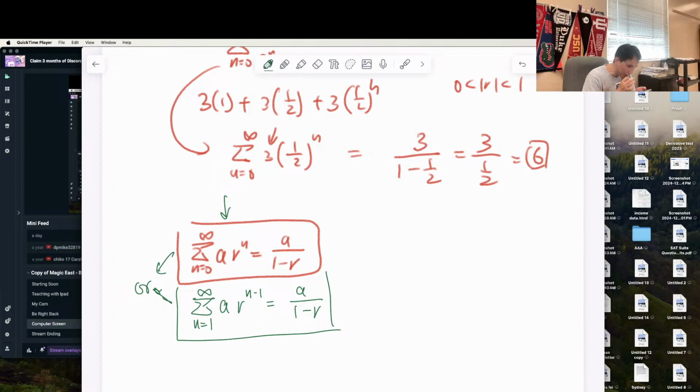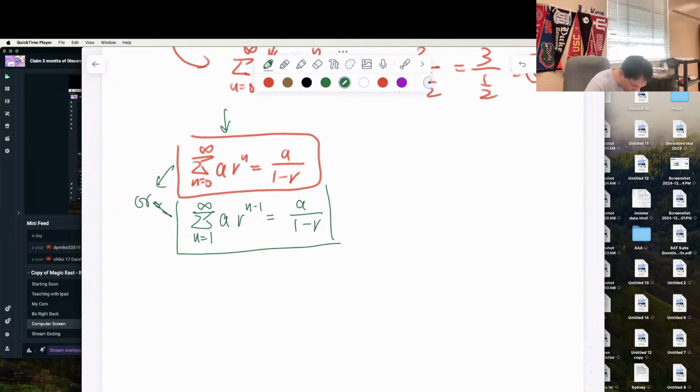Okay, you ready for the next one? So what if I write a question like this? Let me rewrite this question as summation of n equal to 1 to infinity equal to 5 over 3 minus 5 over 9 plus 5 over 27 minus 5 over 81. So this is the summation.